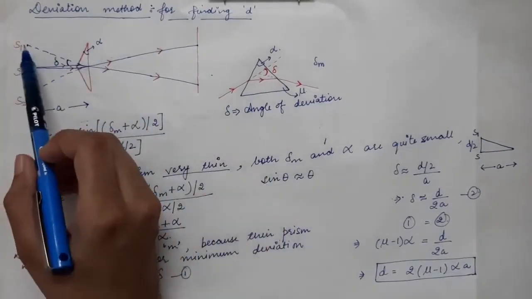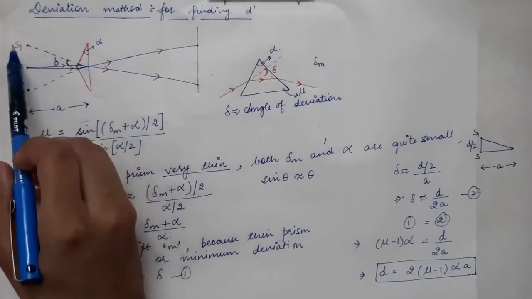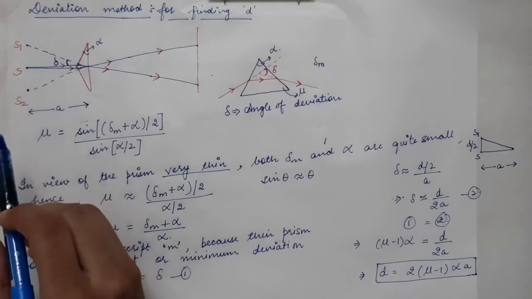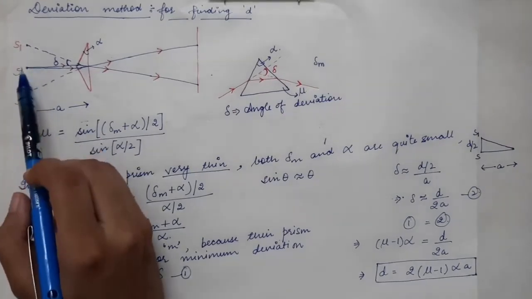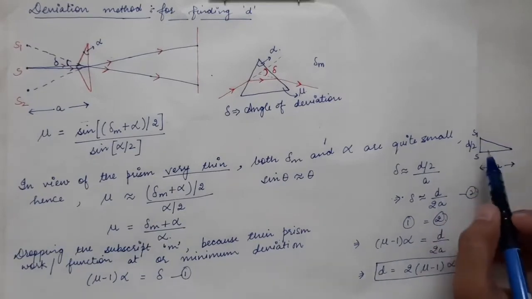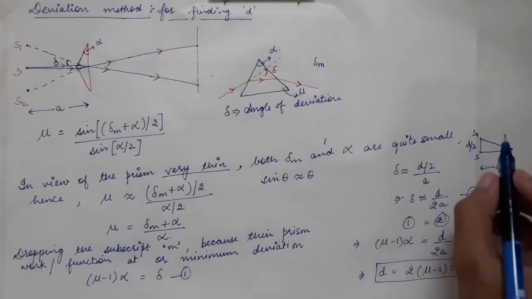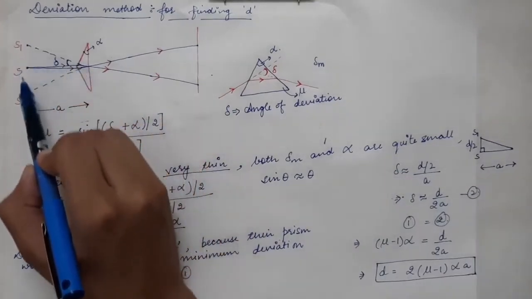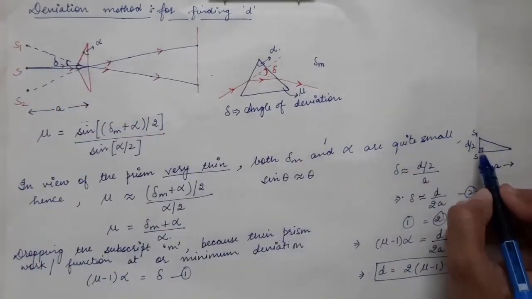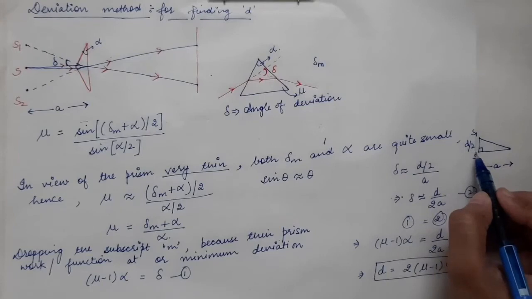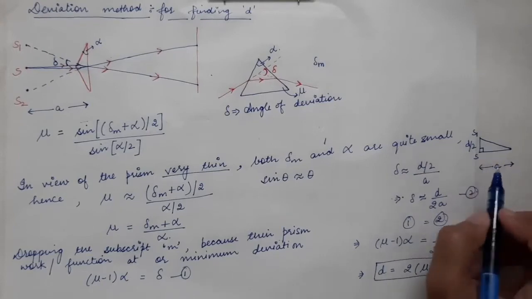Now the total length between S1 and S2 is small d, so the length S1S will be d by 2. Here is a figure that is shown. This triangle will be almost a right angle triangle, where the right angle, 90 degrees, will be formed at the source, capital S.